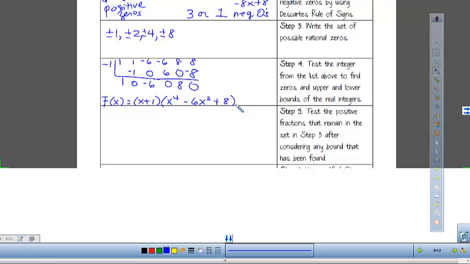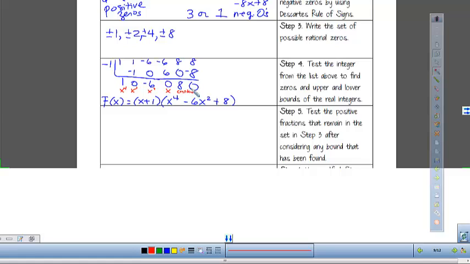We did find one negative zero. Yes? No, this would be plus 8 because this last one is going to be our constant. So we started with x to the 5th, so this is x to the 4th, x cubed, x squared, x, and this is our constant. Okay. And that's the remainder. Okay, other questions about that?